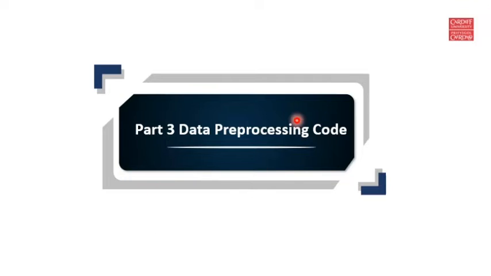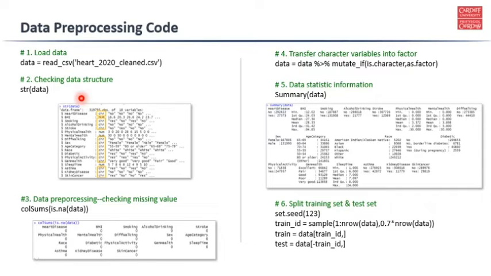Before modeling, we need to pre-process the heart disease indicator dataset. Firstly, let's load the data and then check the data structure by using the str command. We found that the data set contains 14 category variables and 4 numerical variables. Secondly, by checking missing values, we can find that there are no missing values in the data set.